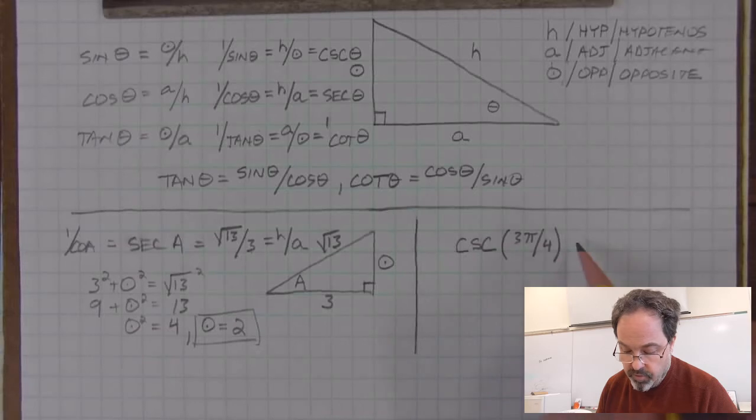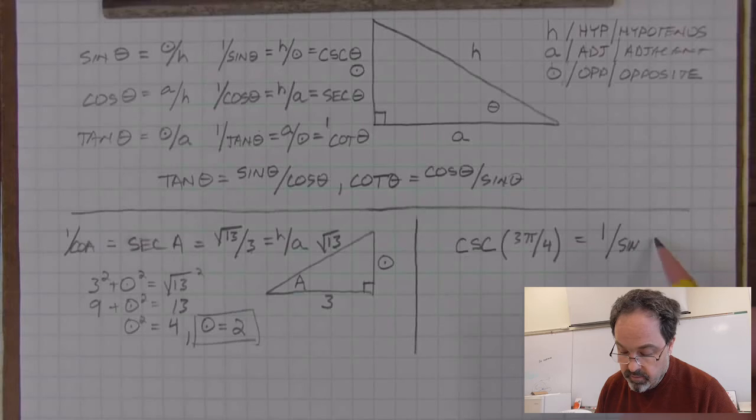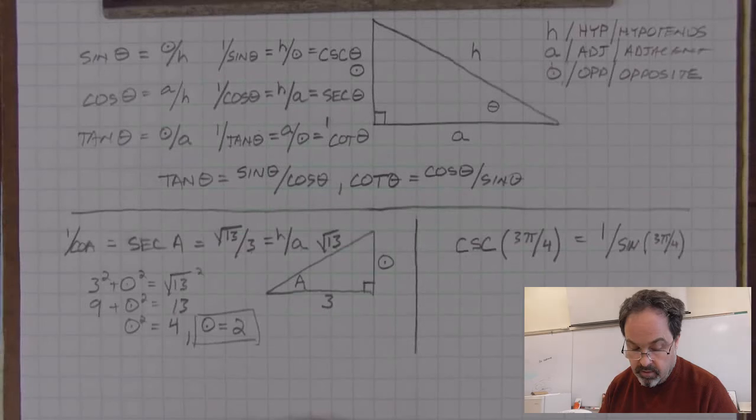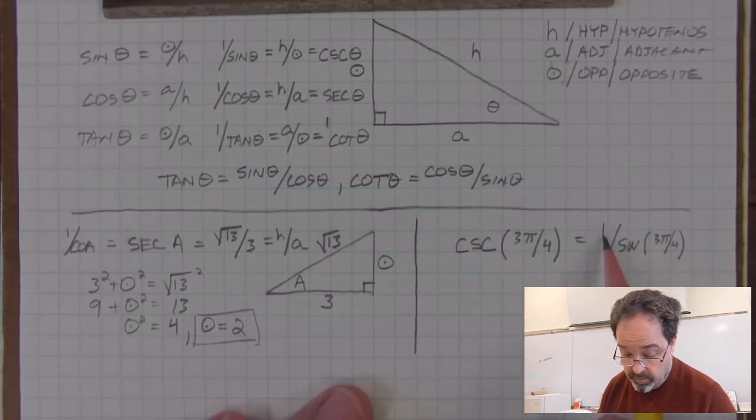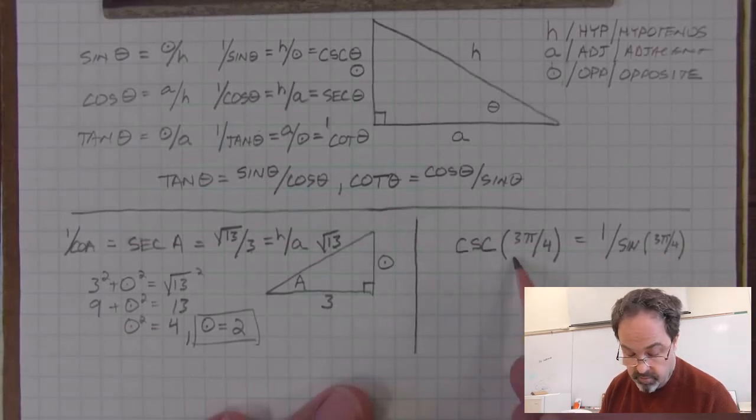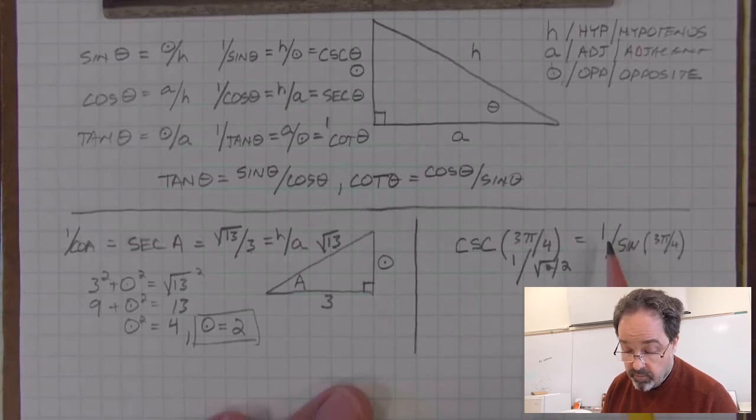So we can express this as 1 over the sine of 3 pi over 4. And this, then, we can key into a calculator. So we'd use a calculator and literally type in 1 divided by the sine of 3 pi over 4, and a calculator would know how to produce that value. The sine of 3 pi over 4 is radical 2 over 2. So the value is 1 over radical 2 over 2.